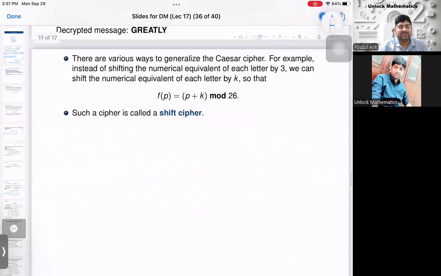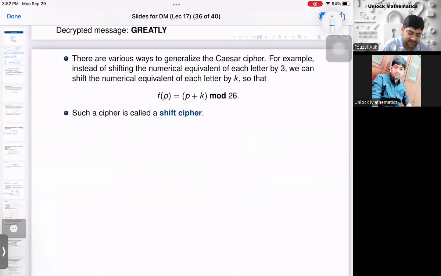Now, as I mentioned, why only shift by 3, why only 1? You can shift it by 10 letters, 11 letters, even 20 letters, 22 letters, right? Then it will be very difficult to understand what somebody has written. But if you want to do it manually, there are a lot of chances that you will make a mistake. So you should take the help of modular arithmetic.